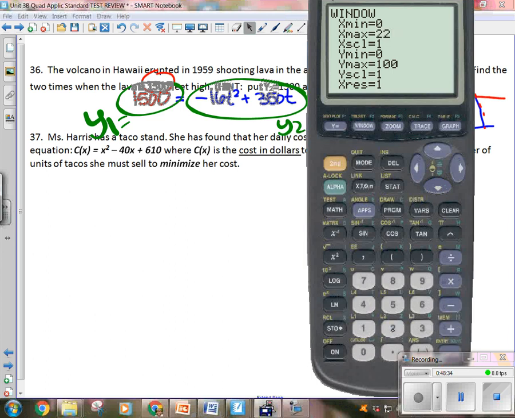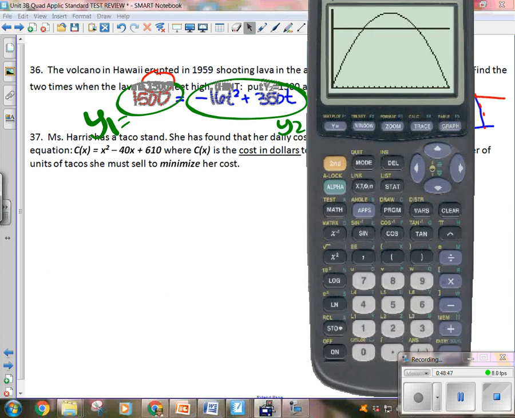So in 20, I'm going to put 22 just to give myself extra. And I'm just going to say 0 to 2,000. Give yourself plenty of extra space up there so you can see a picture. So this models the volcano. I just played with the numbers. I kind of gave myself a little extra space.